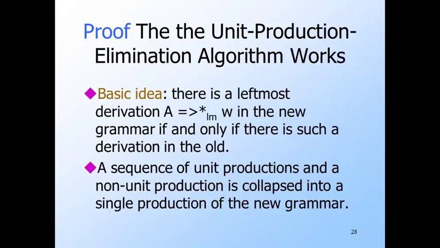Another proof that we're going to skip is the proof that a new grammar has the same language as the old. Again, we have to prove something more general, that A derives W in the new grammar if and only if it does so in the old grammar. Each production of the new grammar simulates one or more steps of a derivation of the old grammar. That is, some number of unit productions, perhaps 0, followed by a non-unit production. Conversely, every use of a production in the new grammar can be replaced by 0 or more unit productions followed by a non-unit production in the old grammar.